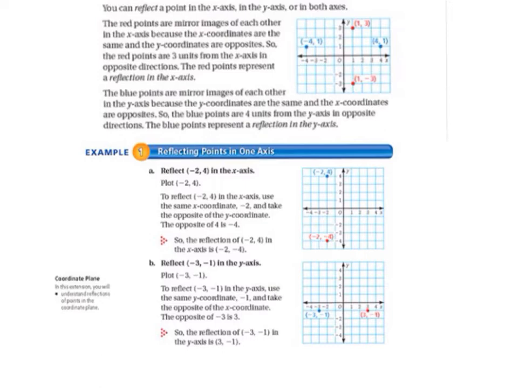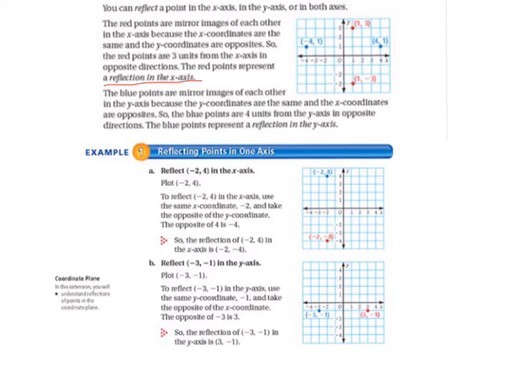Looking at the coordinate plane to your right, the red points are mirror images of each other in the x-axis because the x-coordinates are the same and the y-coordinates are opposites. So the red points are 3 units from the x-axis in opposite directions. The red points represent a reflection in the x-axis.